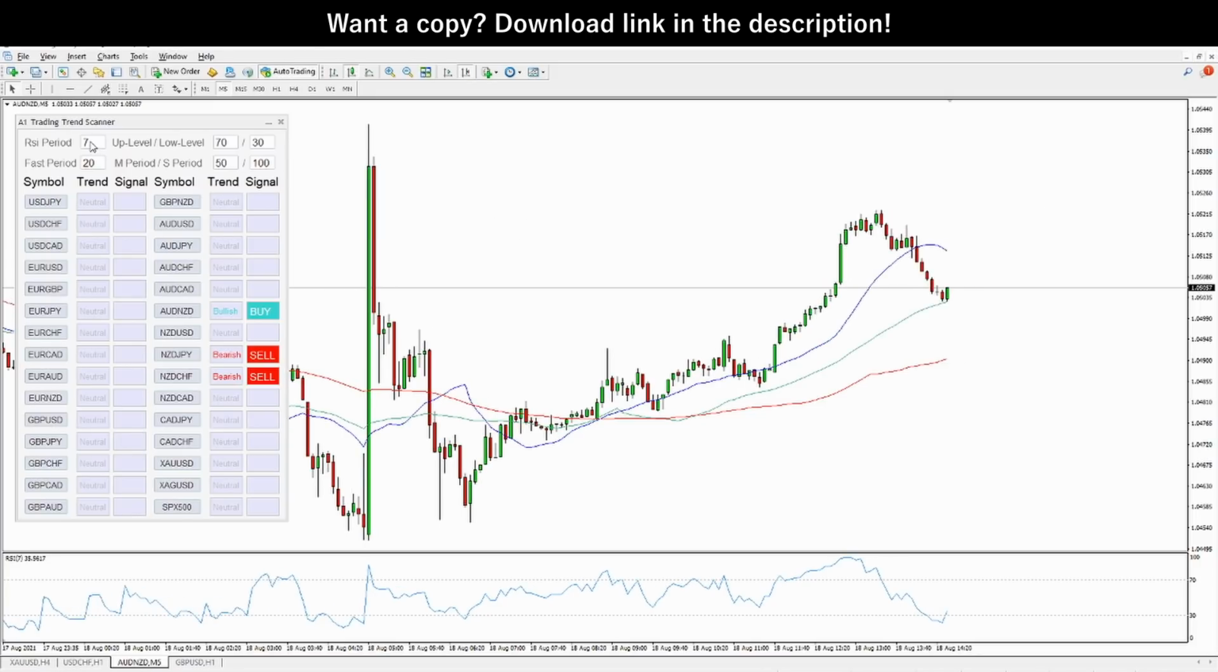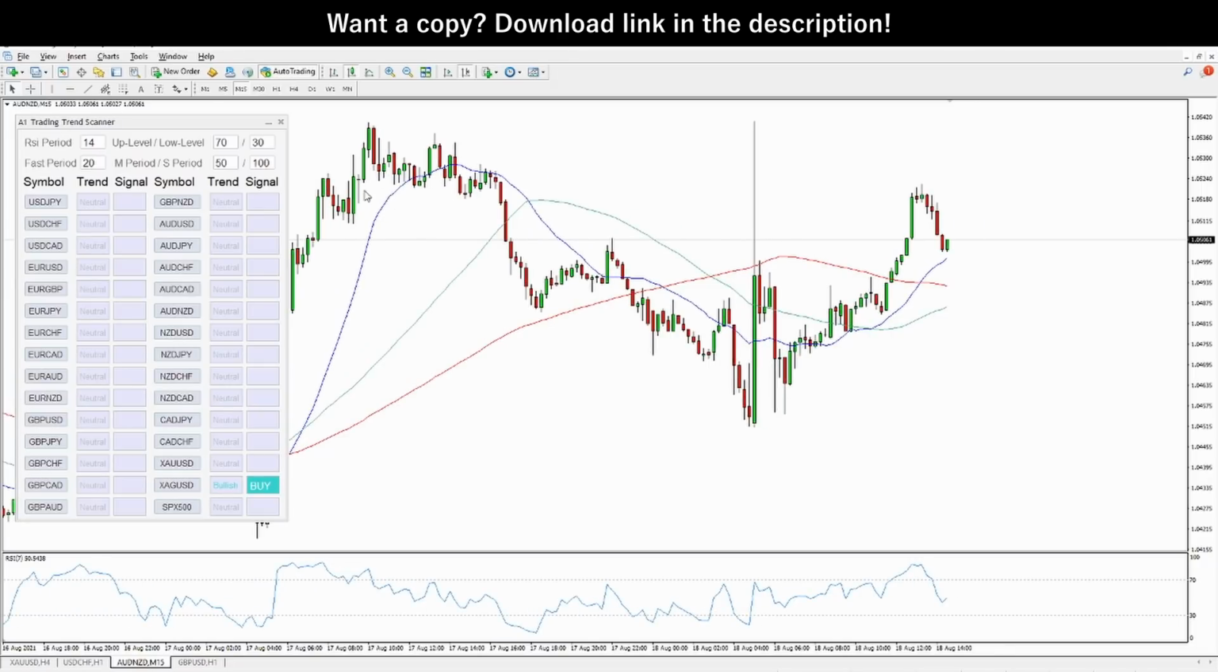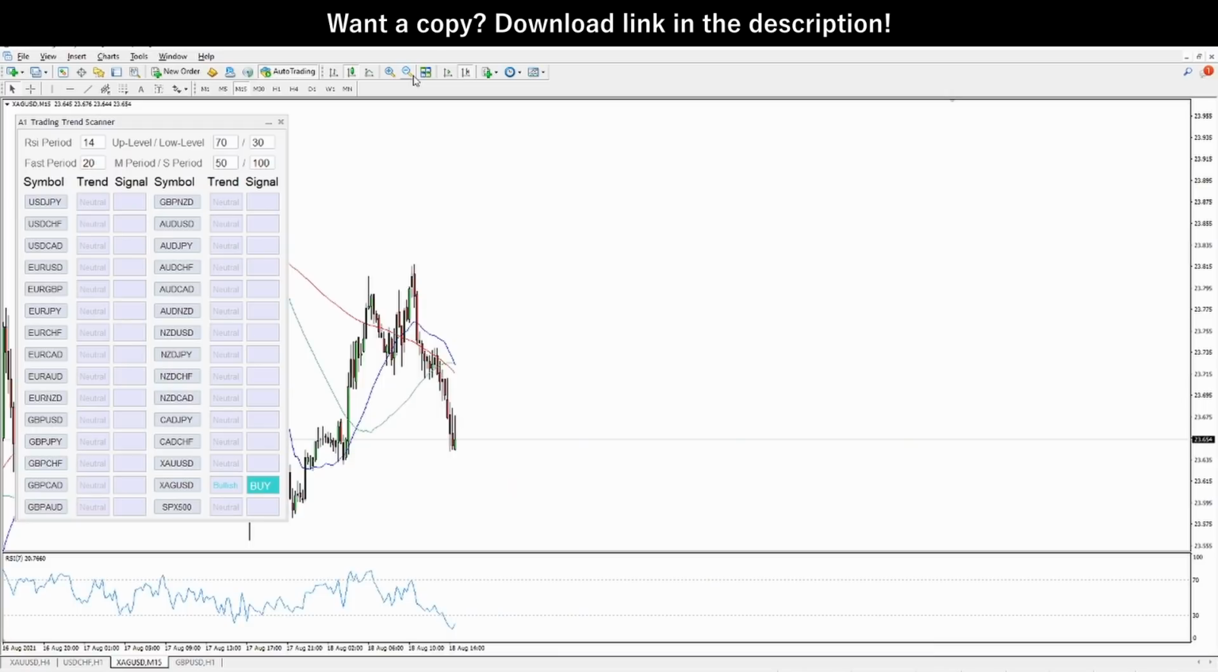Okay, so I mentioned also that you can configure some things here. Let's say that I want to change the RSI period. I have it at 7. That's just what I like. But if you go 14, you're going to probably get fewer signals, but maybe they're more longer term oversold or overbought. So here it says XAG USD is looking oversold.